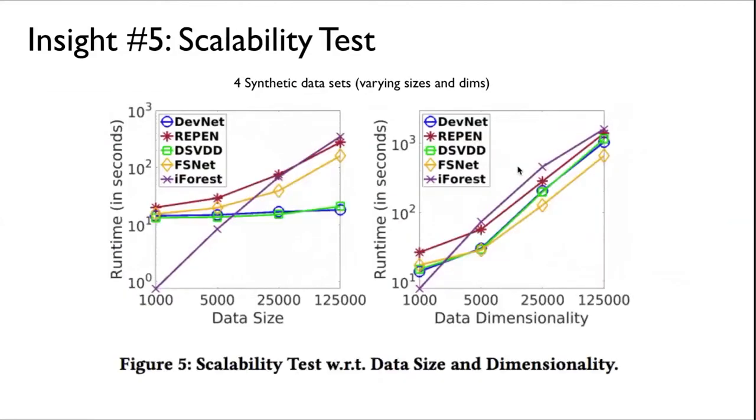The last one is a scalability test. In this experiment, they synthesize 4 different datasets with varying size and dimensionality. Look at this picture. You can see that DevNet scales linearly with the size of the data as well as the dimensionality of the data. And it's not the worst among the considered models.